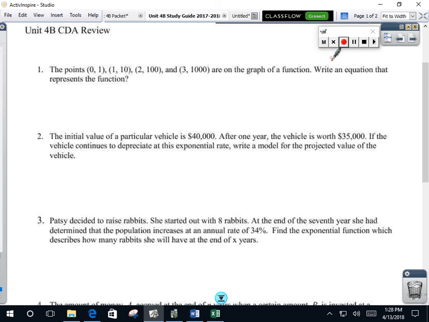Now on the quiz, you're going to have multiple choice. So you'll have 4 choices to look at, and you'll just have to figure out which one would have these 4 points. But for this one, since we do not have equations to look at, we've got to write it ourselves. Do you notice a pattern in those points?